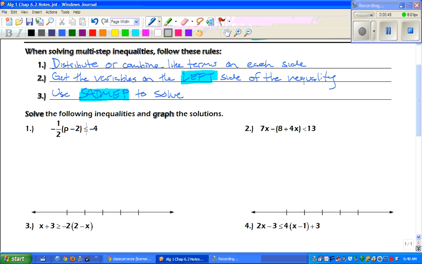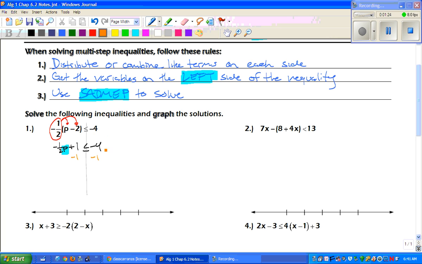When we're working with an inequality, we always want to draw the line so we can see the two different sides. Step one says that we need to distribute. Negative 1/2 times p is negative 1/2 p, and negative 1/2 times negative 2 is, a negative times a negative is positive, 1/2 of 2 is 1. Okay, the variable is already on the left side, so we're good.